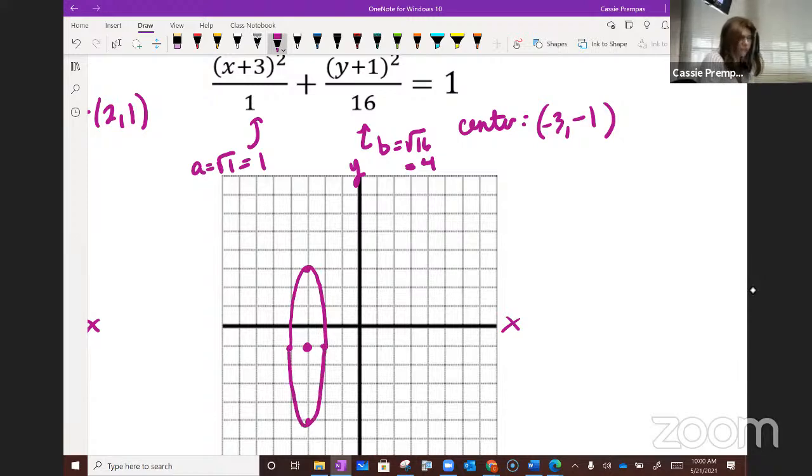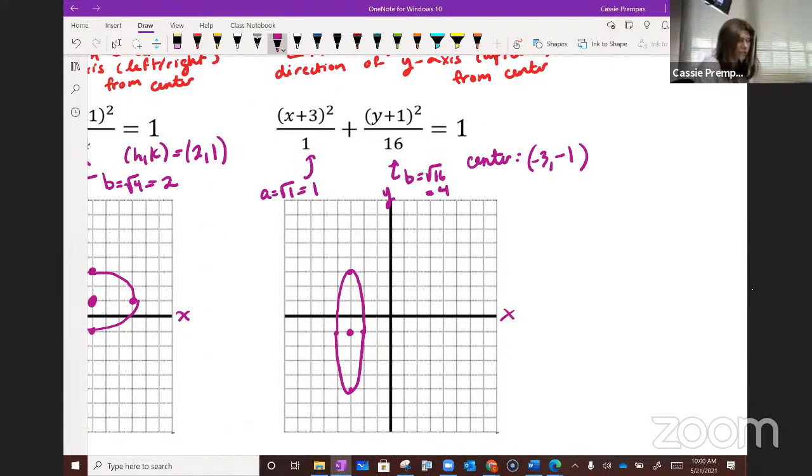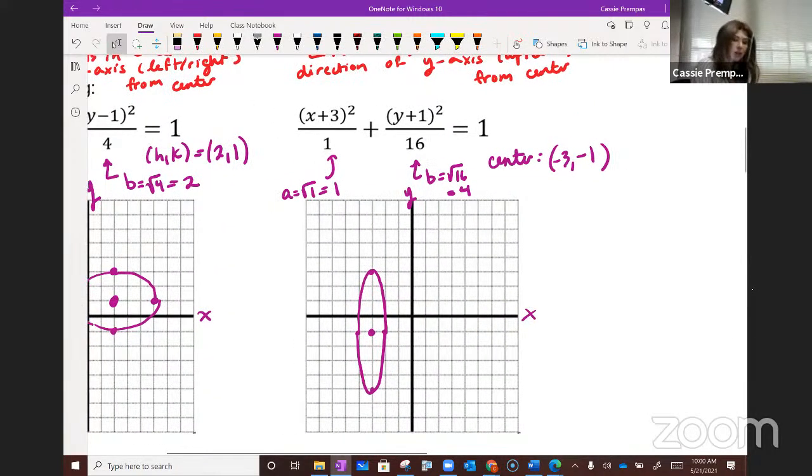It's pretty long. If we looked at conics in more depth, we would say that the major axis of this ellipse, the line that goes all the way up and down, would be 8 units. You guys will learn that in more depth in pre-calculus. All right, that's graphing an ellipse. Any questions on how to graph?